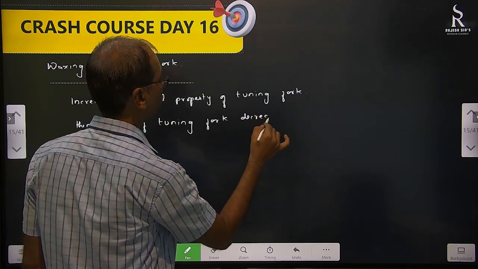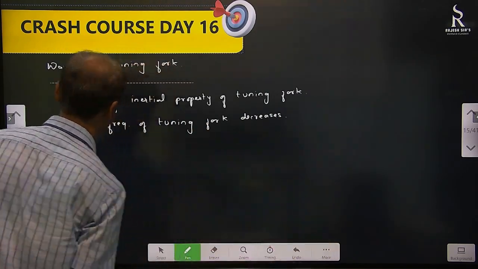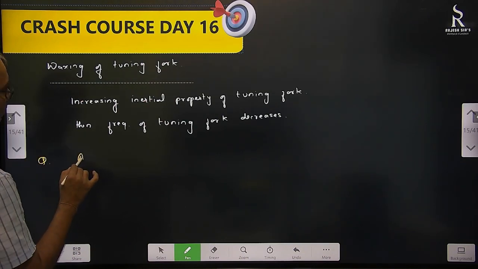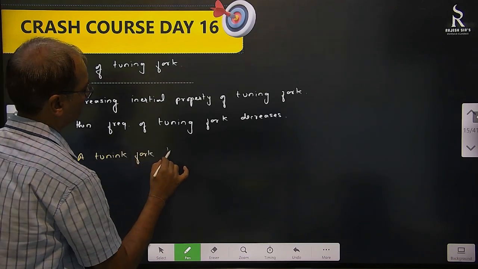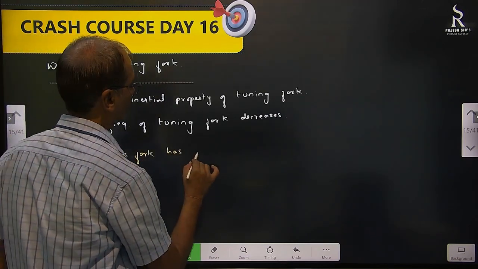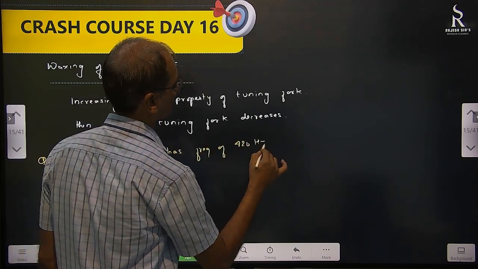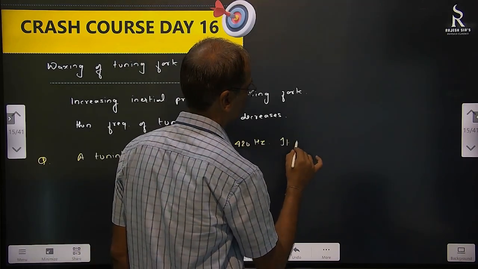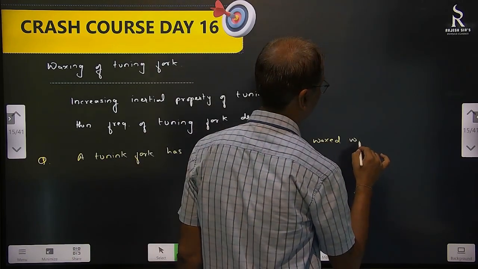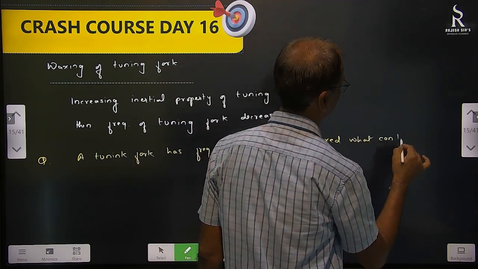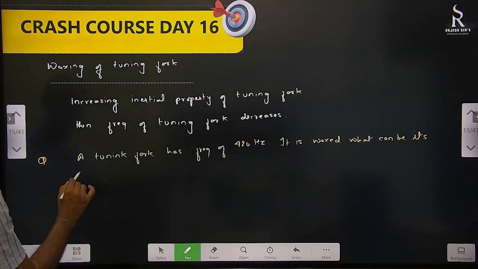Okay, on this, a question is also asked once. What is the question? The question was like this: a tuning fork has a frequency of 420 Hz. It is waxed. What can be its frequency then?